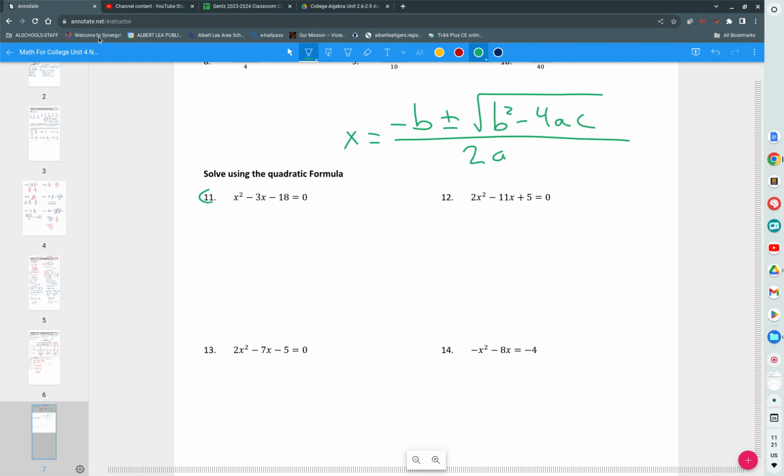We're going to do problem number 11, 12, and 14. We're going to skip problem number 13. I'm going to list A, B, and C. A is 1. What is B? Negative 3. C is? Negative 18. What is negative B? 3. Plus or minus the square root of square B?